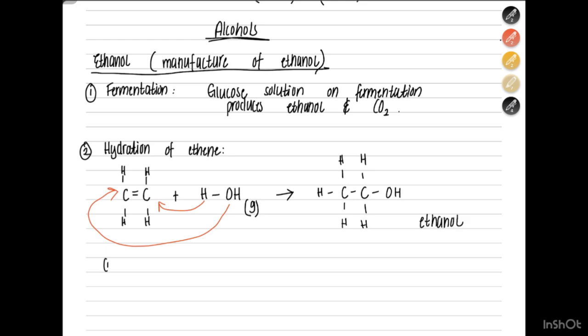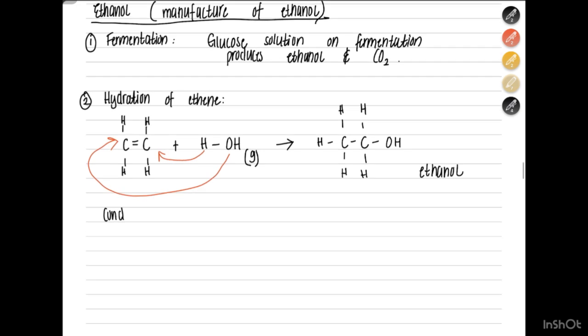But it has some conditions. Hydration of ethene occurs under certain conditions. So the conditions are, you need to learn them, which is it occurs at 300 degrees Celsius at 60 atmospheric pressure, and phosphoric acid, H3PO4, which is phosphoric acid, that is our catalyst. When all of these conditions are met, ethene can be hydrated into ethanol, phosphoric acid.